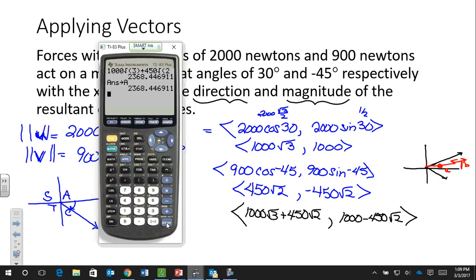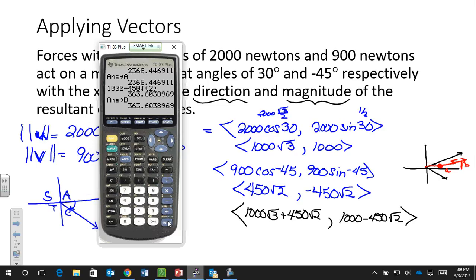Okay, let's do the same thing with B. Now we want the vertical component, 1,000 minus 450 square roots of 2. So we get 363.6 roughly, right? We're going to store this into B. And the calculator says, I just stored 363.6 and so forth into B. Okay? Now we won't have to do this again, right?